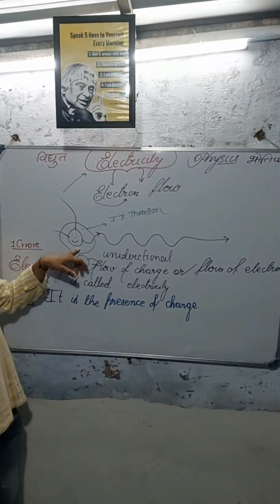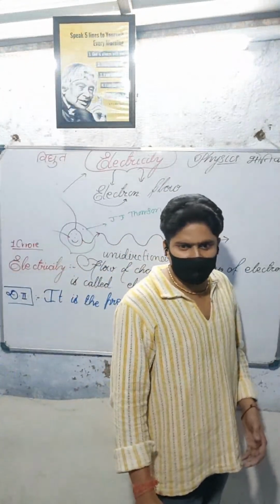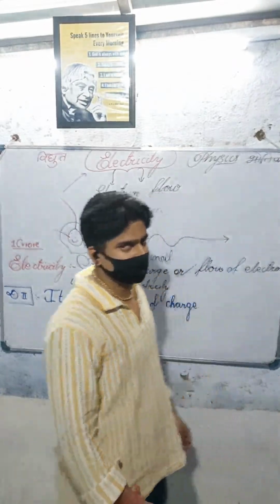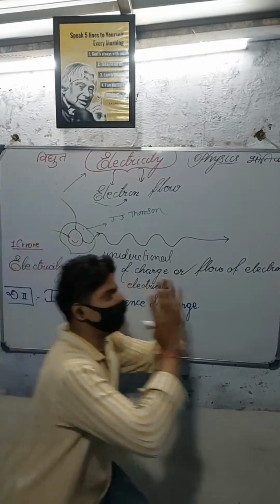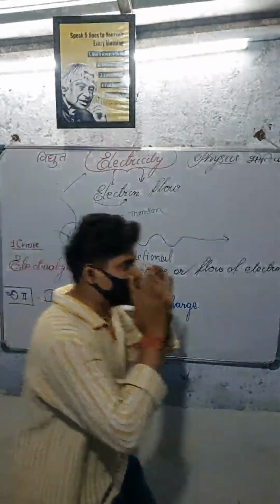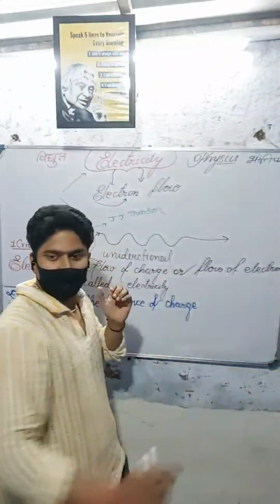This is J.J. Thompson. Okay. Listen. What is electricity? Guruji, what is electricity? Flow of charge equals flow of electrons. Wonderful. Who discovered the electron in the universe? J.J. Thompson. Flow of charge is always in which direction? Unidirectional. Okay.